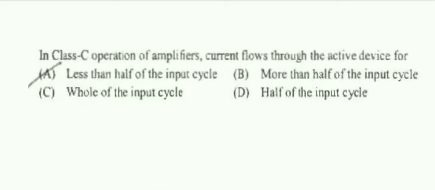Next question, in class C operation of amplifiers, current flows through the active device for. We know that in a class C power amplifier, current flows only for less than half of the input cycle. For class A it is full, for class B it is half. So class C is less than half of the input cycle. So option A is the right answer.